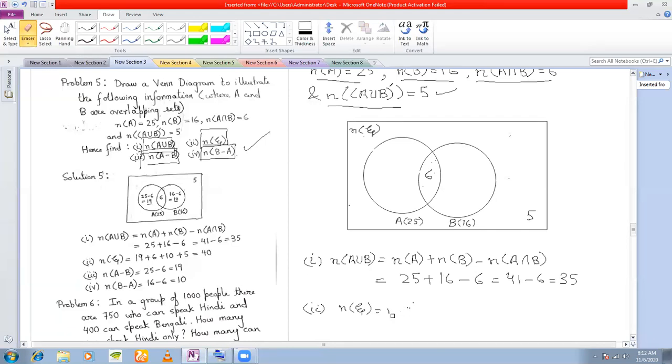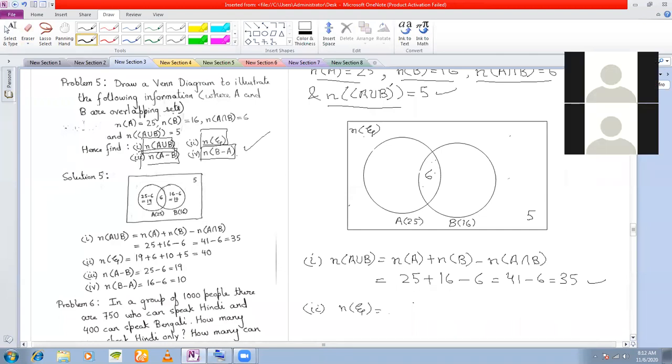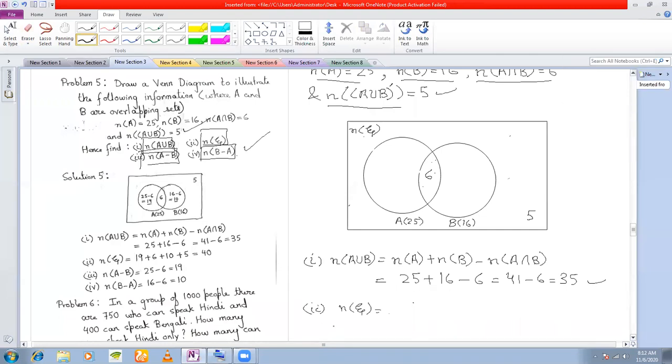See, what you know here is the cardinality of A union B, right? You also know the cardinality of A union B complement. So the cardinality of xi will be, you use that, cardinality of A union B plus cardinality of A union B complement. That's it. Understood?